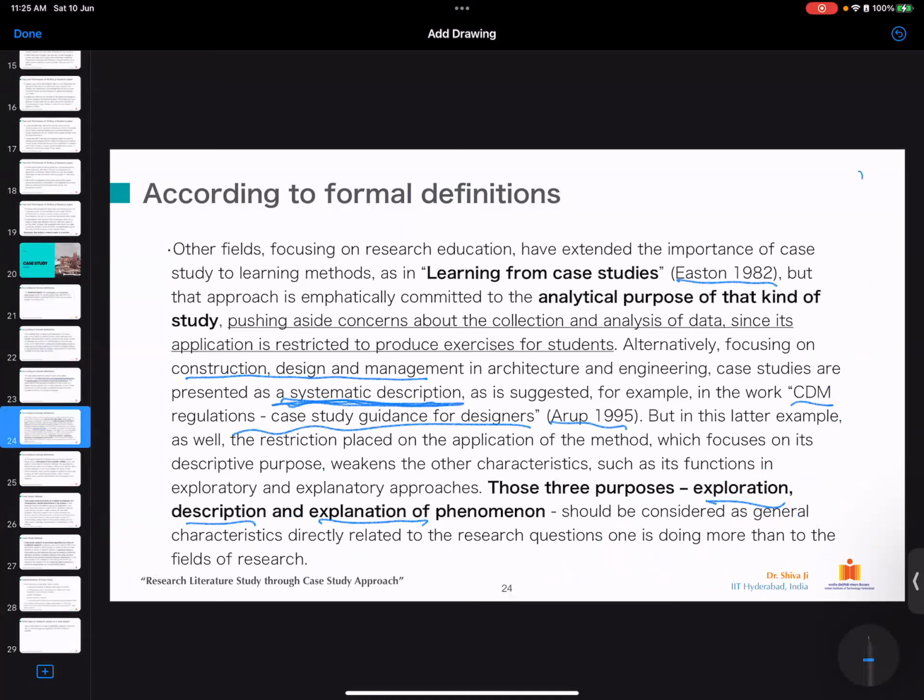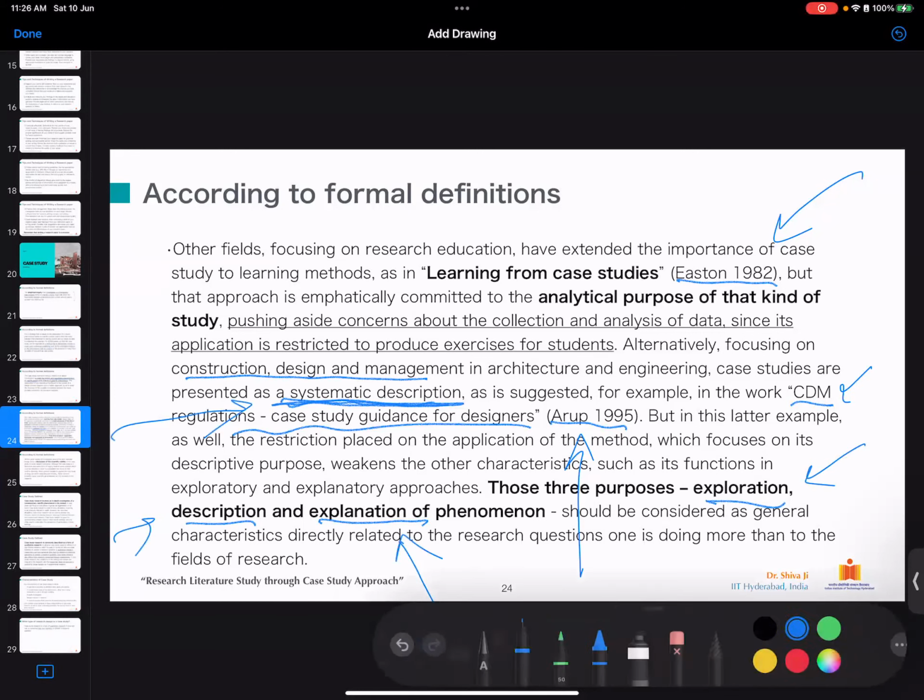Well, there are many other researchers also. You can see these references I have given over here. In this case, even CDM regulations, if you want to see. Mainly there are three purposes found: exploration, description, and explanation of phenomena. These help us learn things from the case studies, and they help in understanding and in a systematic description, right?